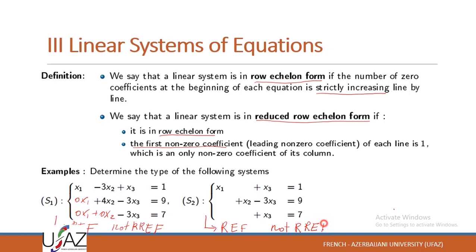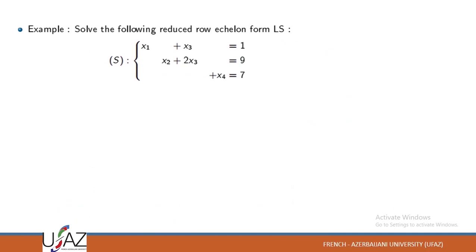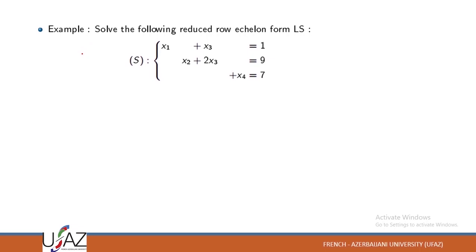That's it. Solve the following reduced row echelon form linear system. As I said before, solving this type of linear system is very easy. You see from the first one, we can write x1 as 1 minus x3. From the second one, x2 is 9 minus 2x3. And x4 is 7. That's it.